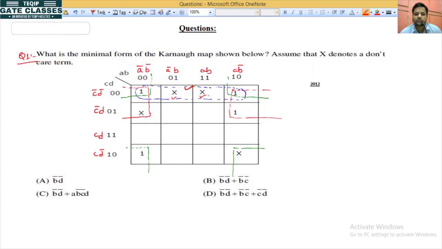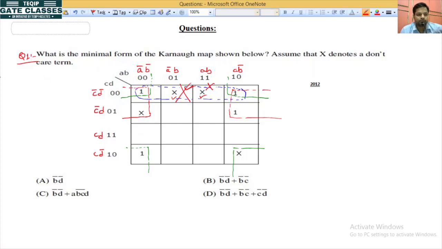No need for this grouping, because with this grouping one extra term is going to be added in the Boolean expression. So it is not beneficial to add this quad in the expression. You eliminate it, because all the ones present in this quad are covered by other groups. So we will not write the expression for this quad in the output.